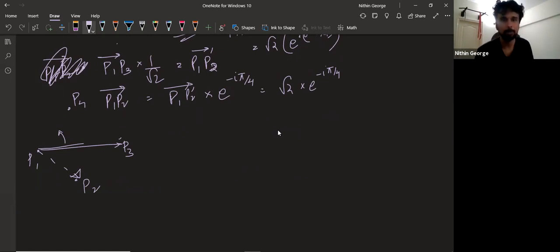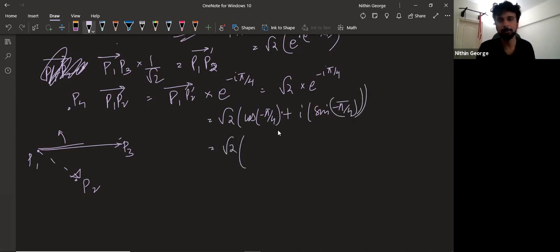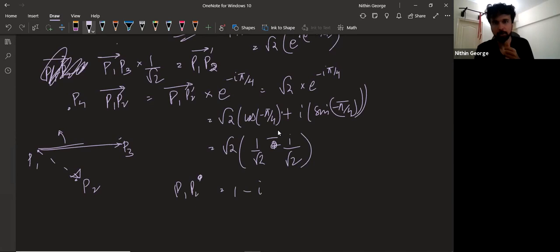So P1, P2 is given by root 2 into e power minus i pi by 4. And what is that? Cos of minus pi by 4 plus i sine of minus pi by 4. Okay. So cos of minus pi by 4 is 1 by root 2. Sine of minus pi by 4 is minus 1 by root 2. So this becomes 1 minus i. So P1, P2 becomes 1 minus i.